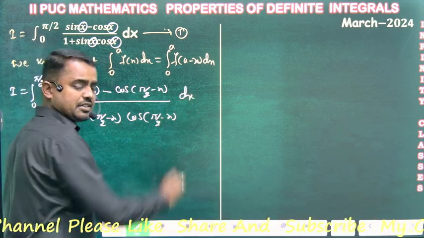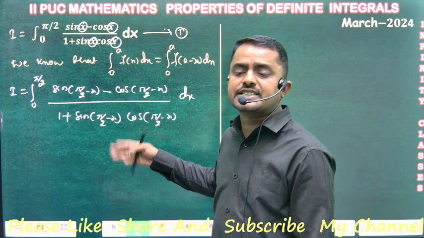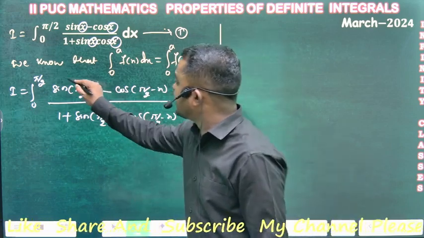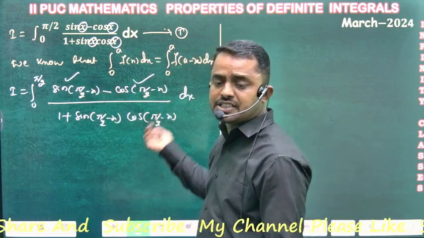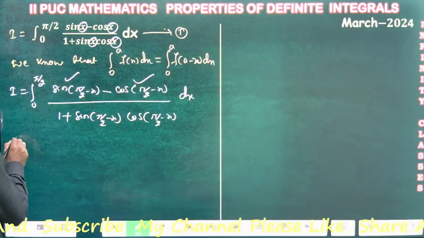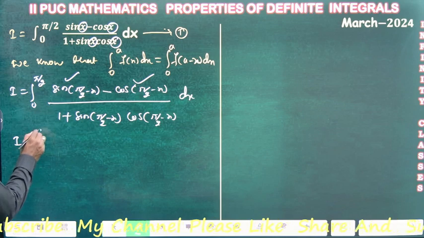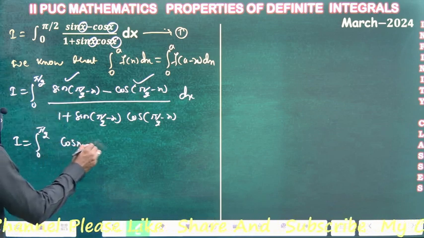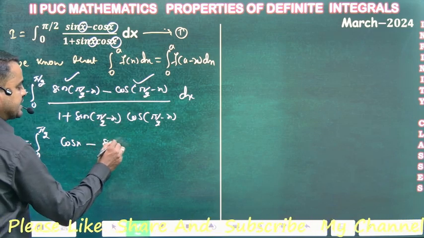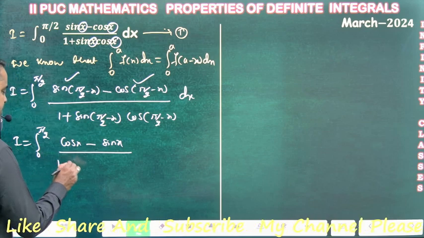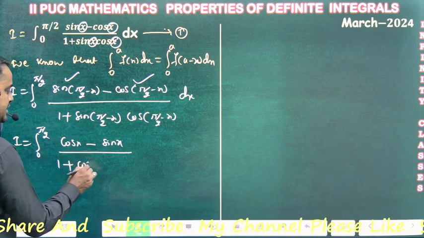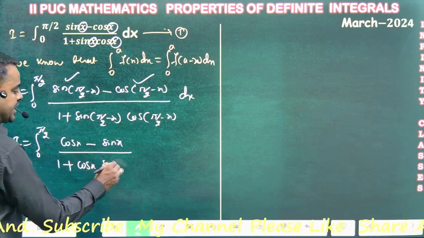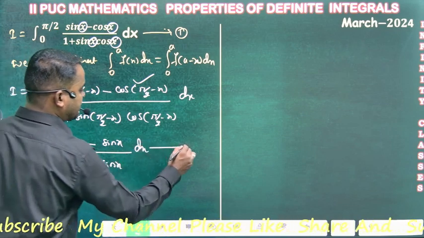As we have done in a number of problems now, we apply 90 minus x. Now cos of 90 minus x is what? Sin x. Then I equals integral from 0 to 5 by 2, sin of 90 minus x is what? Cos x, minus cos of 90 minus x is what? Sin x, divided by 1 plus sin of 90 minus x is what? Cos x, cos of 90 minus x is what? Sin x dx, that is equation 2.